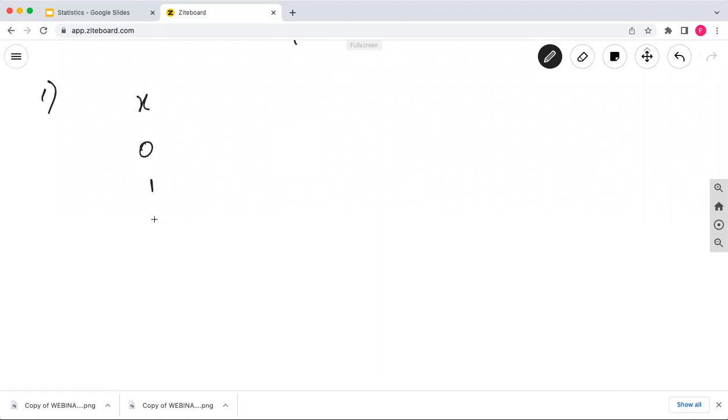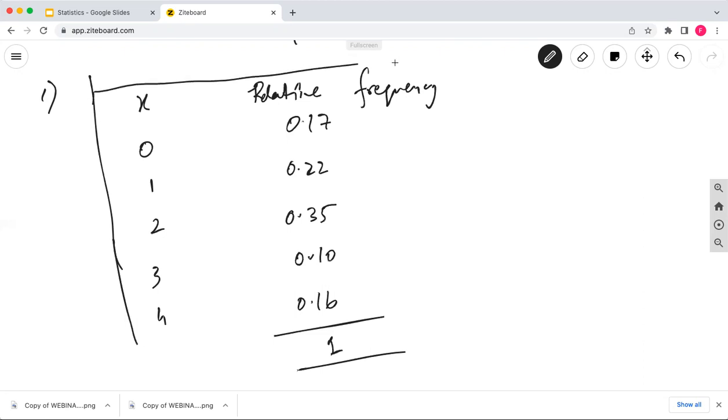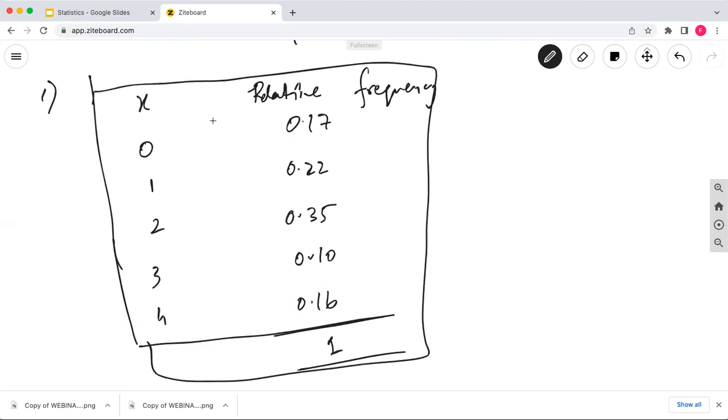For example, the values are 0, 1, 2, 3, and 4, and we are provided with the relative frequency. Consider that this is 0.17, this is 0.22, this is 0.35, this is 0.10, this is 0.16. As a whole, the relative frequency must sum to 1. So we are provided with this table, which is the result of an experiment in which these are the outcomes 0, 1, 2, 3, 4, and on the right side is the relative frequency. That means the probability of getting a 0 is 17%, then 22%, 35%, 10%, 16%. And this whole must sum to 1, which means 100%.